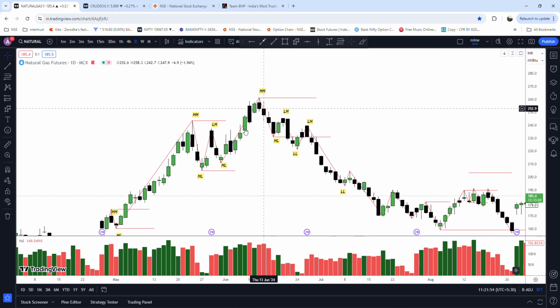Okay, so it made a higher high, it made a higher low. Why higher? Because compared to the last high, this is higher. Even compared to the highest point before that, it's still higher. Why higher low? Because compared to the last low, this is higher. Therefore, higher high, higher low.